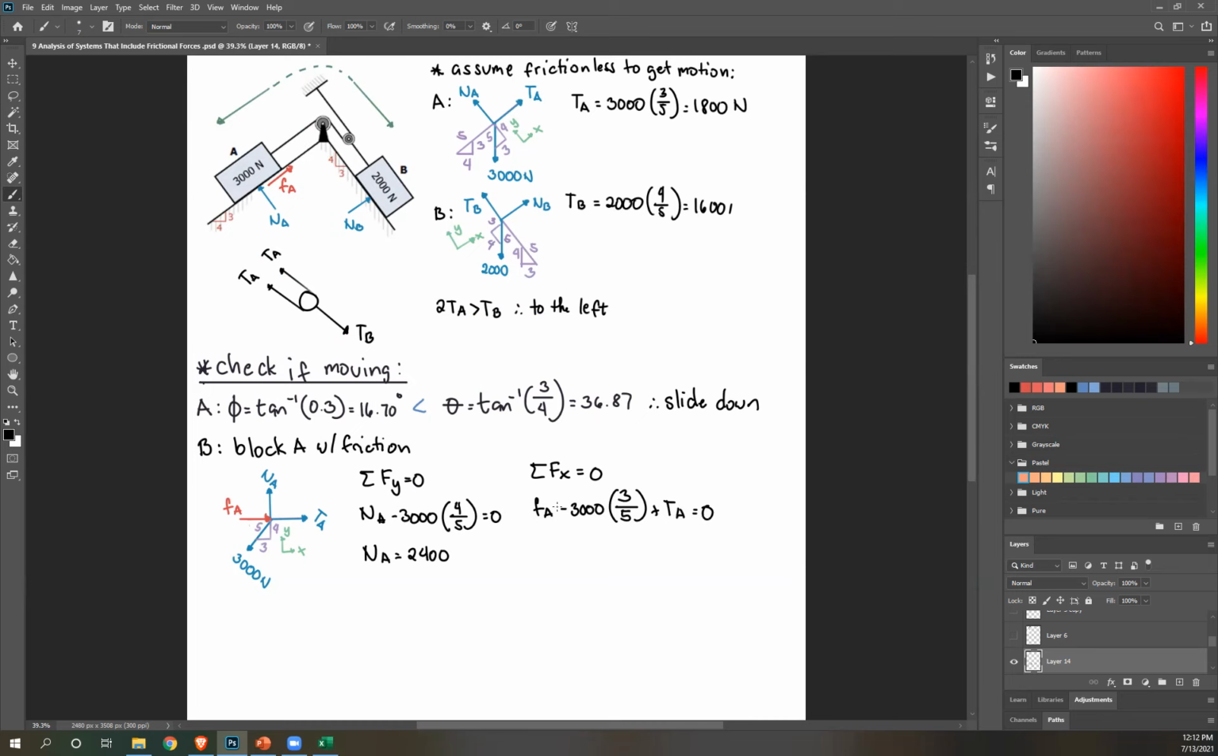FA is mu N, so that's 0.3 times NA, and that's this value. I'm not going to write that anymore. And then minus 3,000 times 3/5 plus TA equals 0. And then you can solve for TA. TA is 1,080.